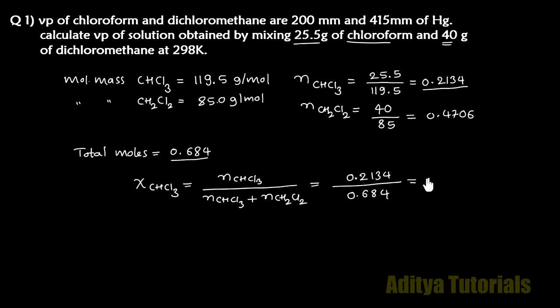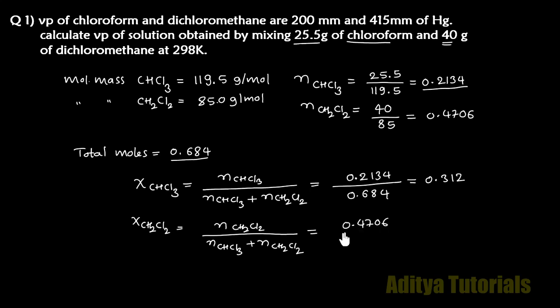And by that I get the answer here. This is 0.312. Let's see the same calculation for dichloromethane, that is CH2Cl2. In that case, the number of moles of CH2Cl2 divided by total number of moles, that is number of moles of CHCl3 plus number of moles of CH2Cl2, and we get the answer here: 0.4706 divided by total number of moles, 0.684, and we get the answer, that is 0.688. You can do one more thing: when you calculate the first one, you can subtract it from 1 and you will get the same answer.